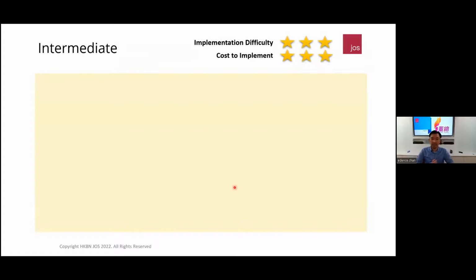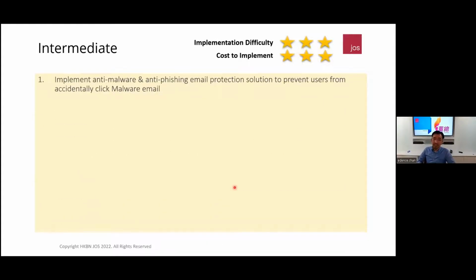Okay, now we move into intermediate. For intermediate, the difficulty to implement is 3-star. The cost to implement is also 3-star. That means it's a slight upskill in what we need to do. Okay, let me move on to the first one. For example, we need to implement anti-malware and anti-phishing in the email protection system. From what we learned, there's a lot of attack coming through email, and this is very easy to implement. So we will need to have strong protection in our email system so that we can minimize the majority of the attacks.